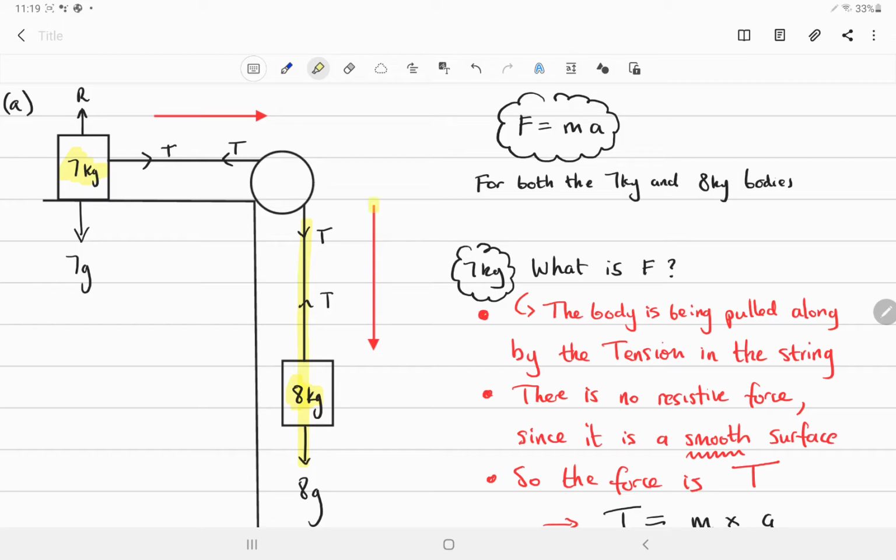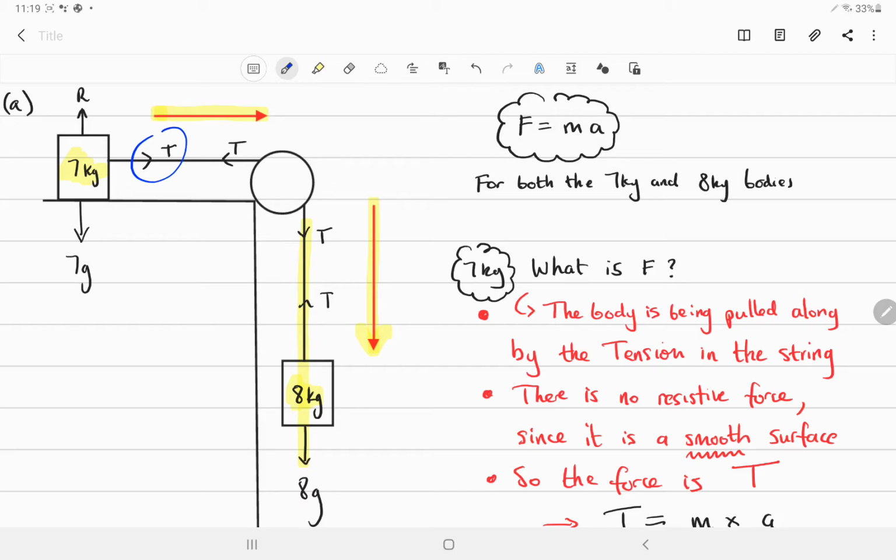And that's because here's the direction of motion. The 8 kilogram body is going to move down. It's going to fall down. Now because it's falling down and there's a pulley here, notice that the direction of travel of the 7 kilogram body is to the right. It's going to go towards the pulley. Now what is pulling that object forward? Tension is pulling the object forward. That is the forward force of the 7 kilogram body, 7 kilogram object.